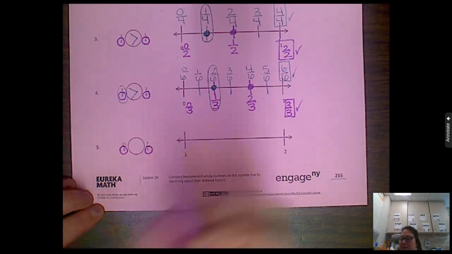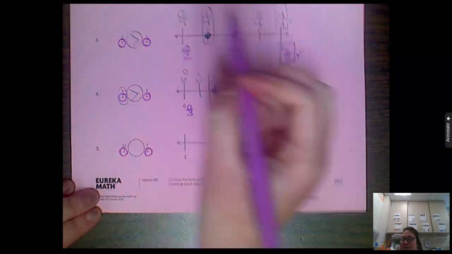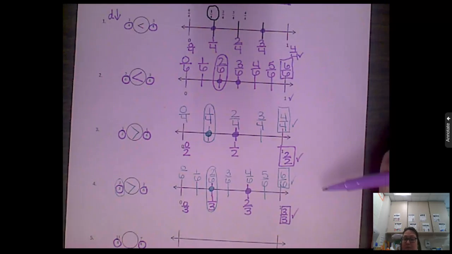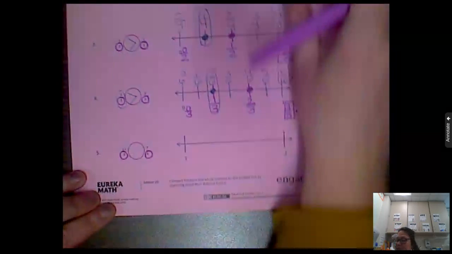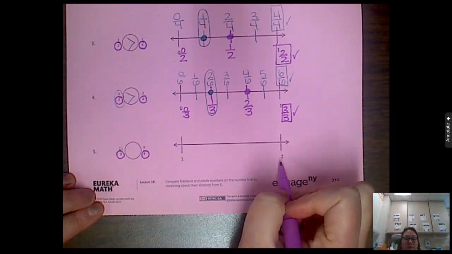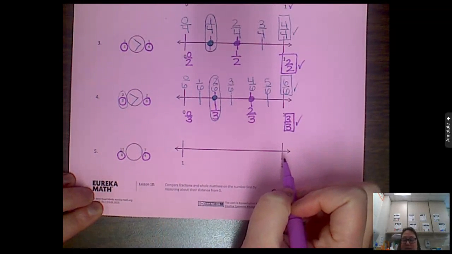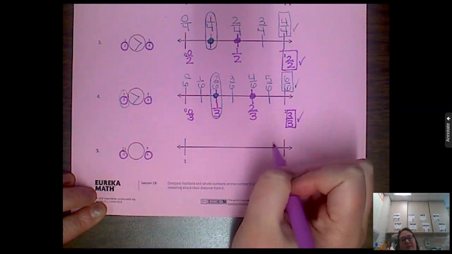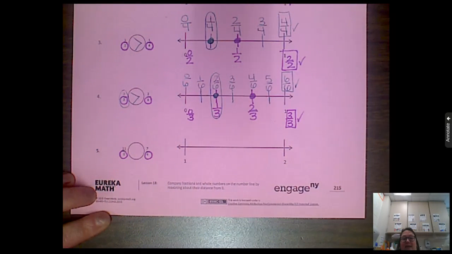Did you notice that it starts with 1 instead of 0, right? The rest of these started with 0, and we ended with 1. Here we're starting with 1 whole and we're ending with 2 wholes. Good, so that's the second thing I wanted you to notice. So different denominators. We're starting with 1 whole this time and we're ending with 2 wholes. Do you notice anything else that's different this time?